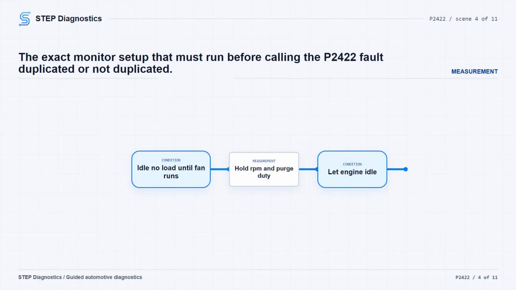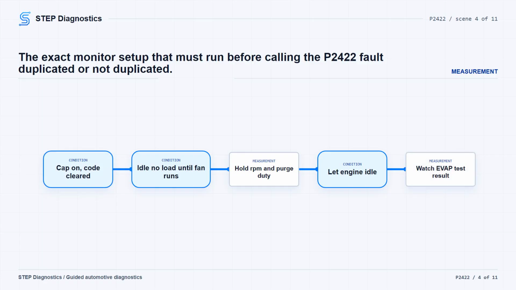Now verify the problem. Install the fuel fill cap, clear the DTC with the HDS, start the engine, and let it idle with no load until the radiator fan comes on. This is the monitor gate for the EVAP test. Watch EVAP PC duty in the data list while holding engine speed at 3,000 RPM, with EVAP PC duty at 20% or more for at least 4 minutes. Then let the engine idle.